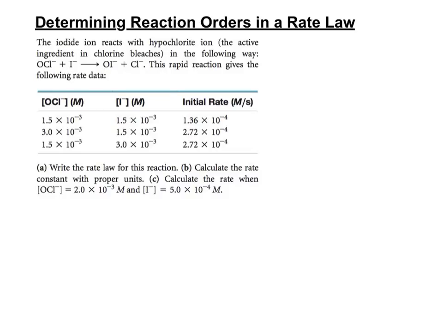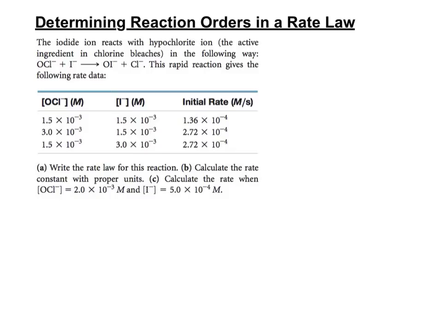Welcome to determining reaction orders in our rate law. We're getting more practice with this problem below. The iodide ion reacts with hypochlorite ion, the active ingredient in chlorine bleach, in the following way. We have OCl minus plus I minus yielding OI minus plus Cl minus. This rapid reaction gives the following rate data below. For this data, we want to extract the rate law for the reaction.